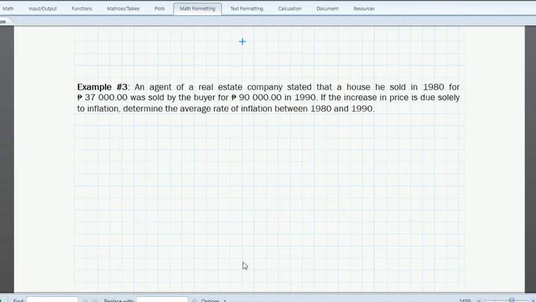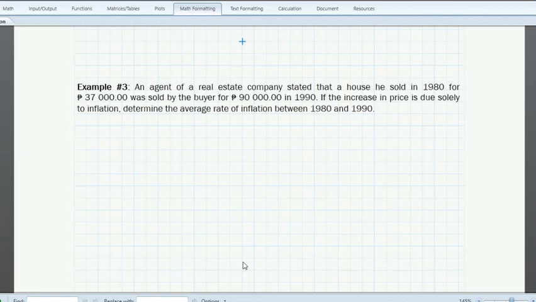So, ano ang sabi sa problem? Meron daw isang agent na nakapagbenta ng bahay noong 1980. Ang benta niya lang dun sa bahay is 37,000. Ngayon, noong 1990, nabalitaan niya na binenta daw nung buyer yung bahay. Magkano ang benta niya? 90,000. So, mas mataas kung magkano nila nabili yung bahay. Tama ba? Kung yung increase daw sa presyo ay dahil lamang sa inflation, ano daw kaya ang value ng average rate of inflation na nangyari between 1980 and 1990? So, isosolve natin, syempre.